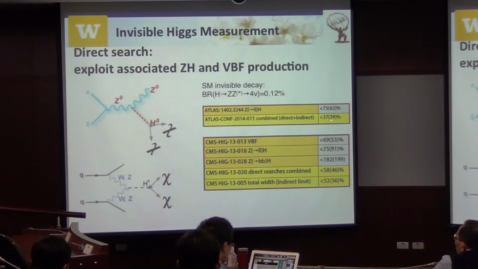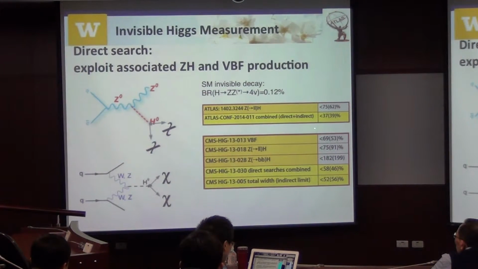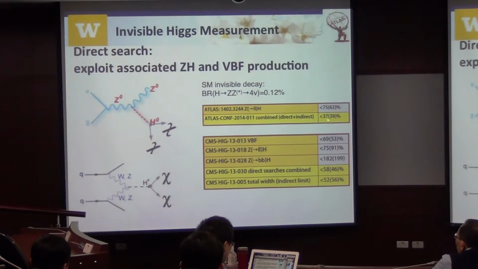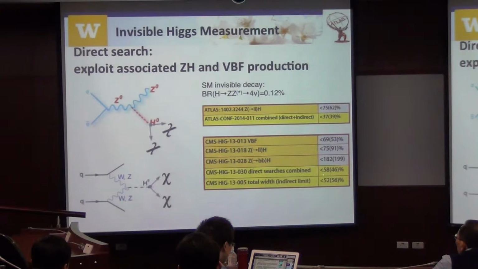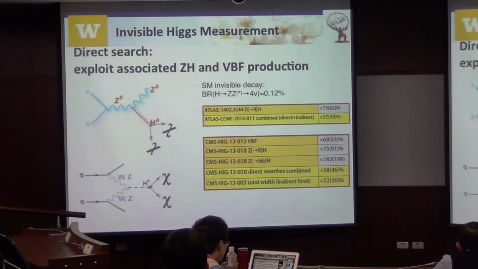The ATLAS combined limit on the branching ratio of invisible Higgs decay is less than 37%, and CMS is less than 58%. One interesting thing is that we have this total width measurement from the interference method. If you convert it to a decay width limit of the Higgs, it's actually comparable to this invisible Higgs search. So if you combine the two methods, you can further improve the understanding of the invisible width of the Higgs.